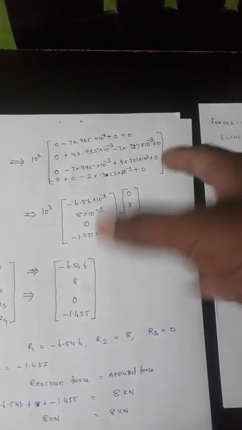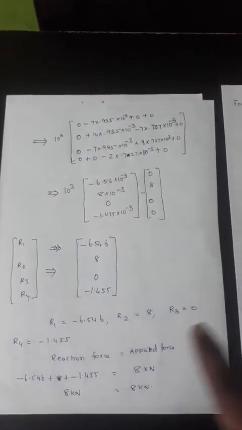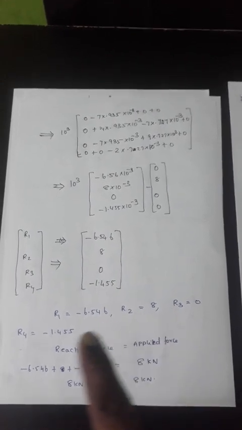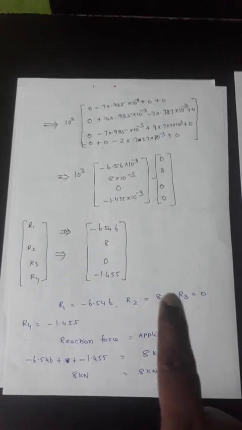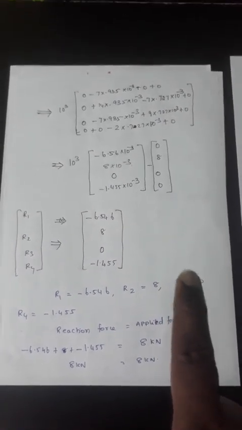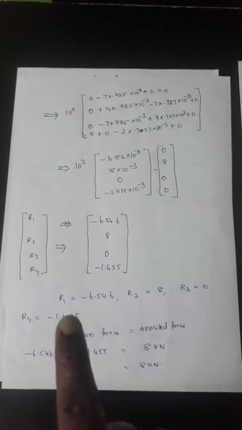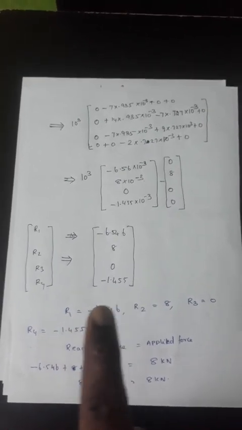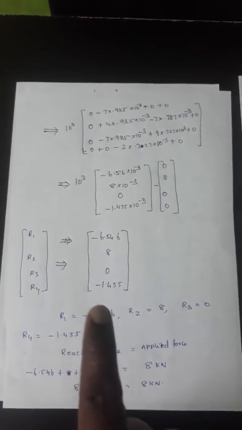After subtracting F from K U star and simplifying, I got this value. R1 is 6.5, R2 is 8, and this R2 value of 8 is the applied force value. So this and this are the support reactions, R1 and R4. These R1 and R4 are the reaction forces at the support.